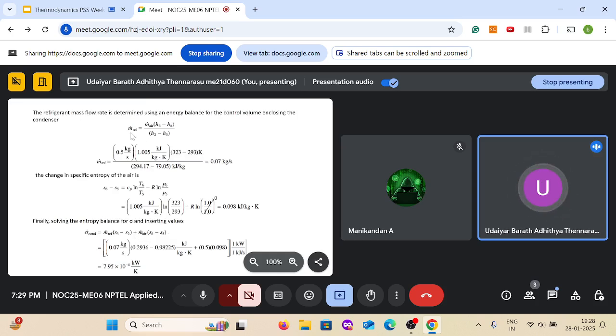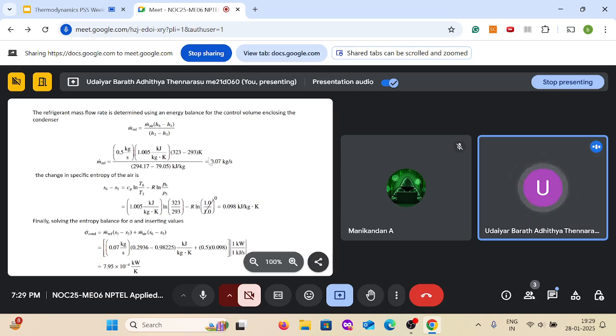Then similarly, for the mass of refrigerant, you're doing an energy balance across the condenser: the heat rejected by the refrigerant is equal to the heat gained by the air. So mass of refrigerant times enthalpy change of refrigerant equals mass of air times enthalpy change of air, which is mass of air times Cp delta T. So 1.005 times the change in temperature, and enthalpies we know at condenser inlet and exit. Substituting, we get mass of refrigerant as 0.07 kg per second.